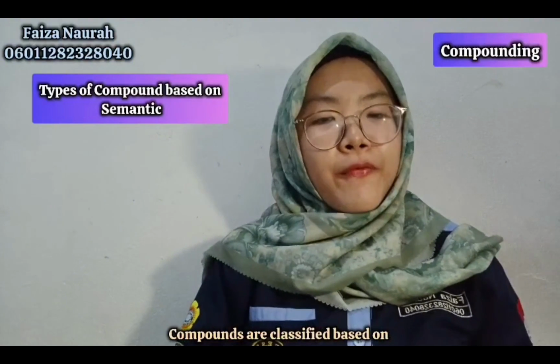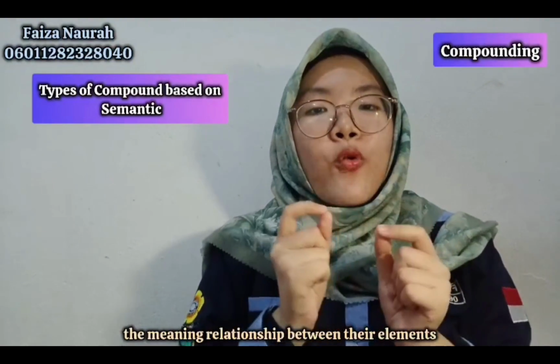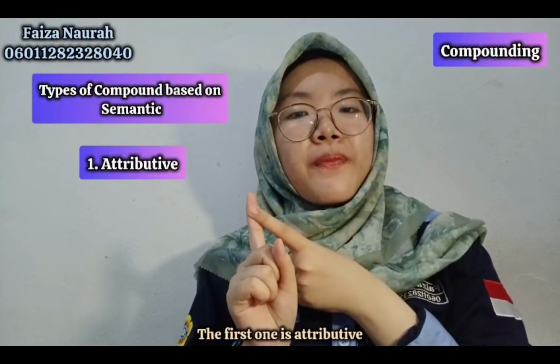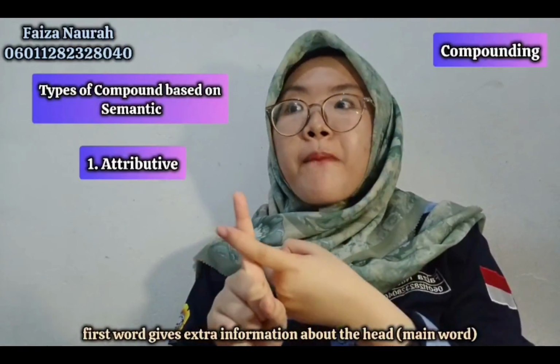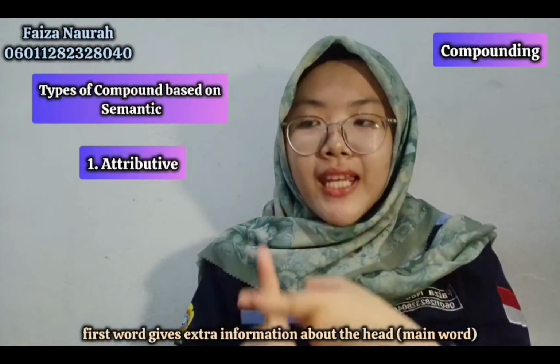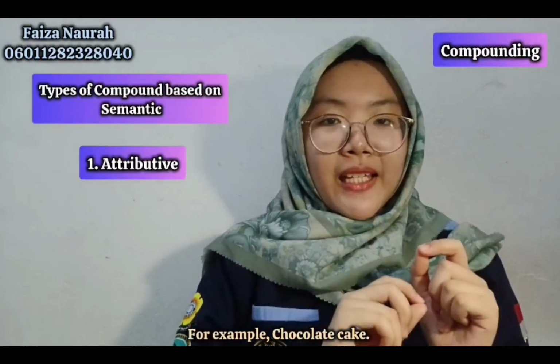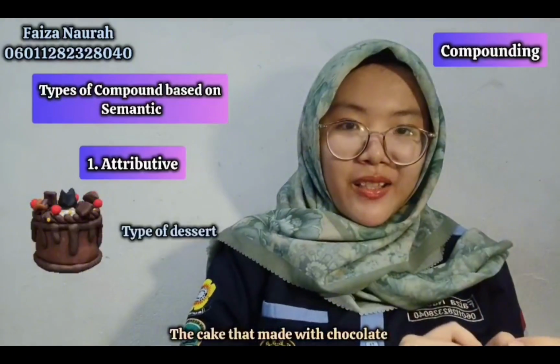Let us talk about three semantic types of compounds. Compounds are classified based on the meaning relationship between their elements. The first one, attributive. The first word gives extra information about the head or main word. For example, chocolate cake. The cake that is made with chocolate.